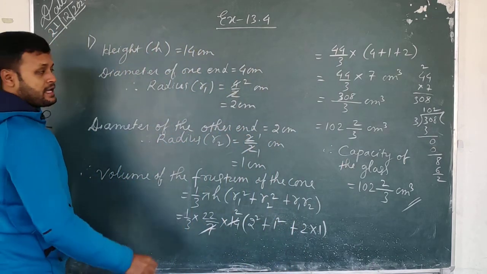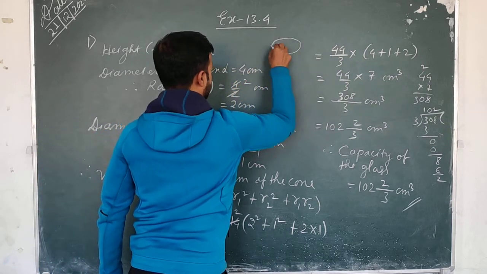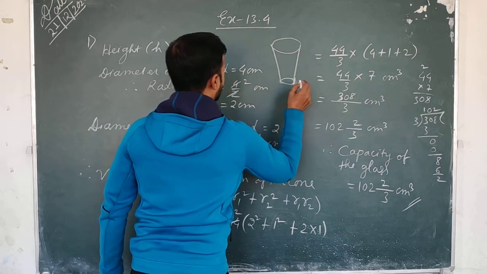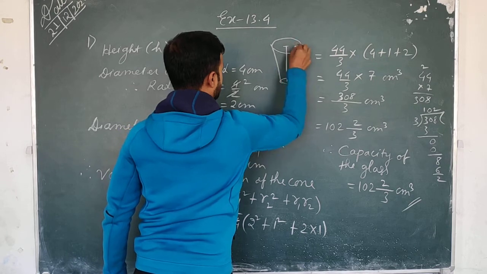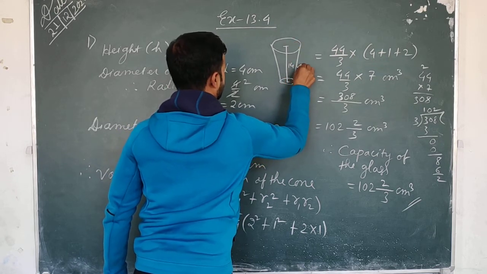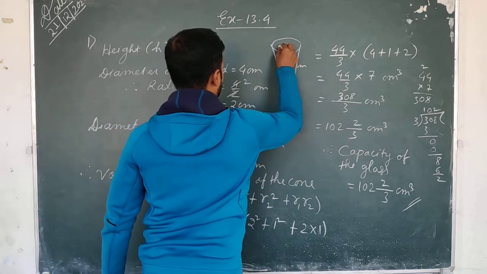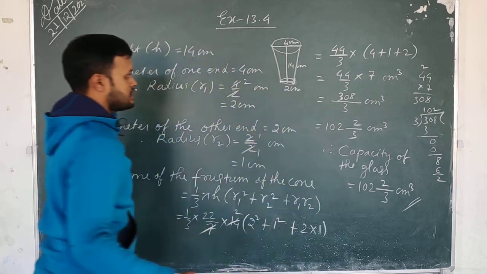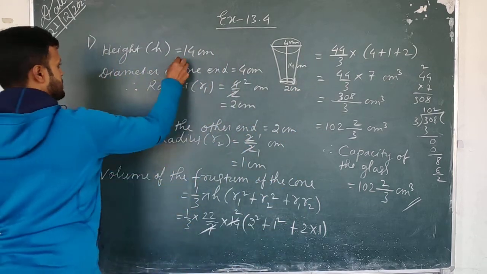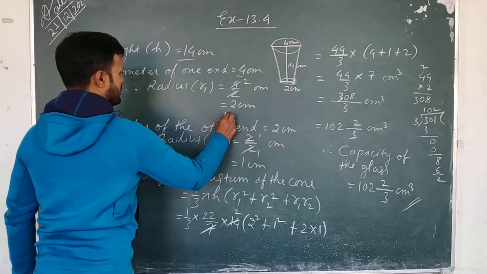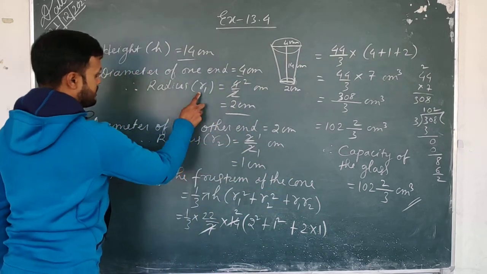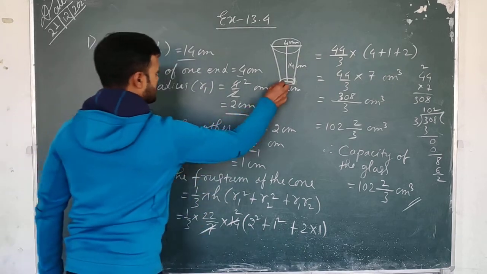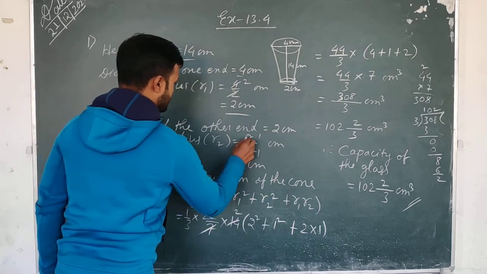So a frustum is there. Height of the frustum is given to you. What is the height of the frustum? Height of the frustum is given 14 centimeter. Suppose this upper end diameter is given to you 4 centimeter, and this lower end diameter is given 2 centimeter. Similar diagram. So diameter of one end is 4, then the radius R1 will be 2. Diameter of the other end is 2, so radius R2 is 2 by 2, that is 1 centimeter.